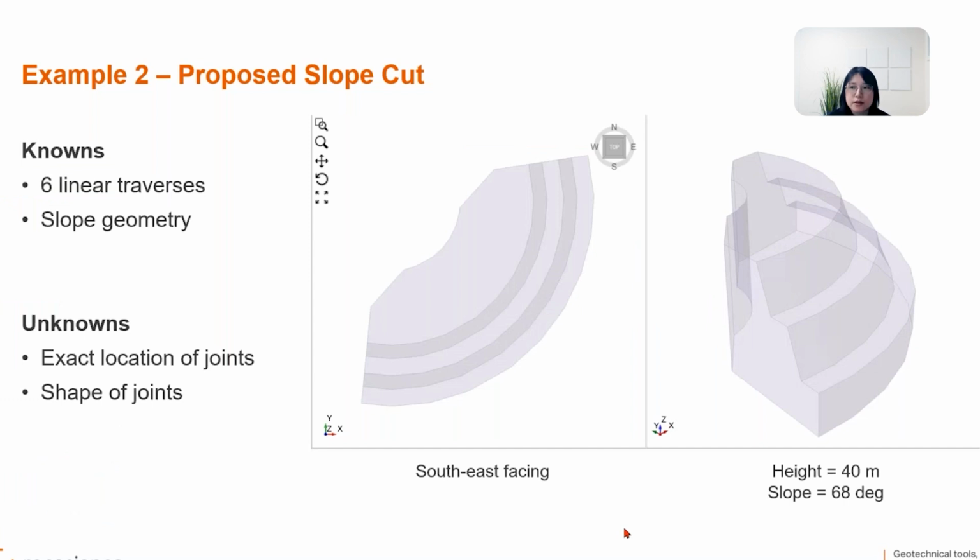My example 2 is for a proposed slope cut. And in this example, I'm really not as data rich. So I have the general geometry of the proposed slope cut. It's generally southeast facing, and the overall height is 40 meters, and each cut is 68 degrees. And the field data I have in this case are just a couple of linear traverses. So I don't know the exact location of joints.